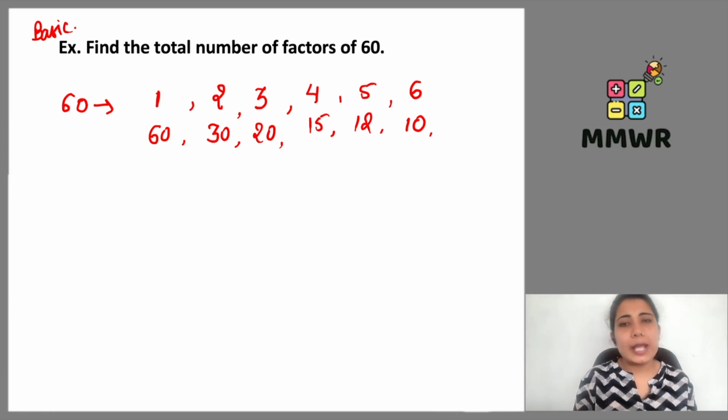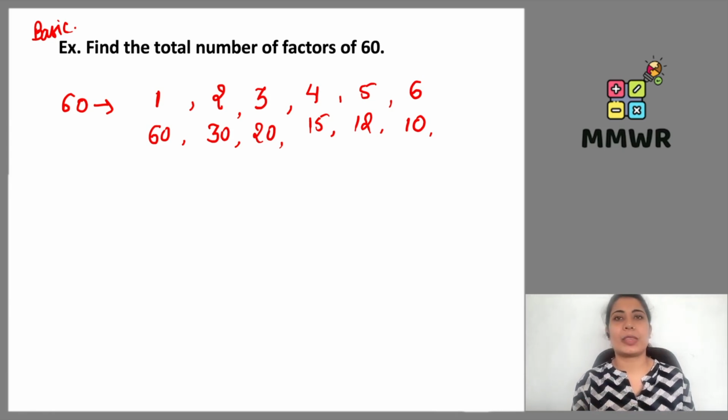Neither 7 nor 8 nor 9 divides it. Now after 9 we have 10. So if 10 divides it, 11 does not, then 12. Then 13, 14 will not divide this 60, then 15.